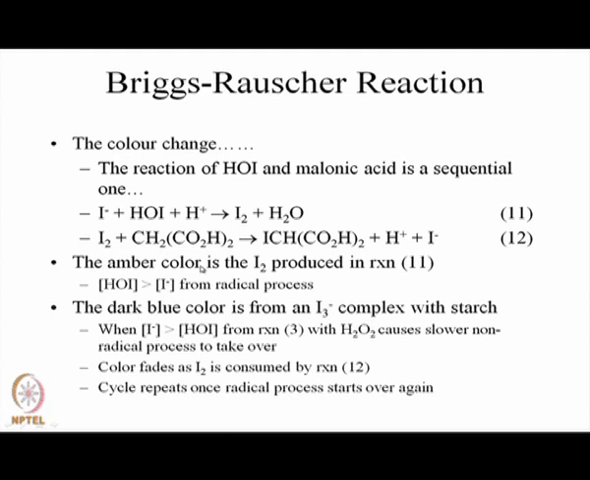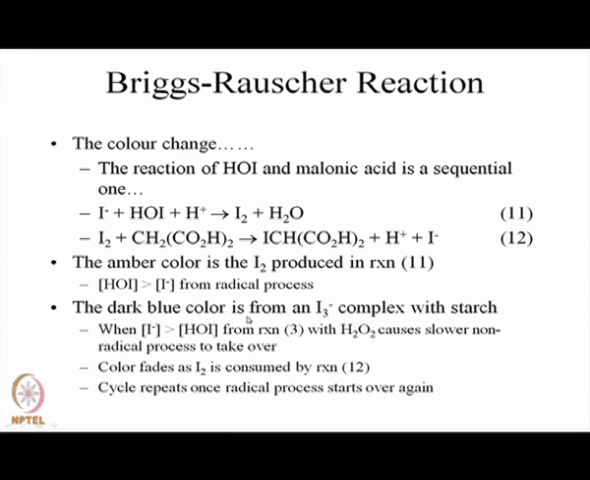And what about the color change? The reaction of HOI and malonic acid is a sequential one. I minus plus HOI, this step, the 11th step, gives I2 plus H2O in presence of an acid. This I2 is amber colored. This I2 reacts with malonic acid, producing 2-iodo malonic acid and giving rise to I minus. So, the amber color is the I2 produced in reaction 11.